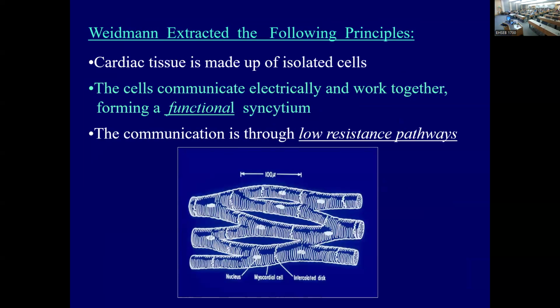So Weidmann went ahead and structured the following principles that he stated. That is, that cardiac tissue is made up of isolated cells. We knew that cells communicate electrically and work together, forming a functional syncytium. So it's not a structural syncytium, but it's a functional syncytium as far as current flow. And the communication is through the low resistance pathways at the intercalated discs.